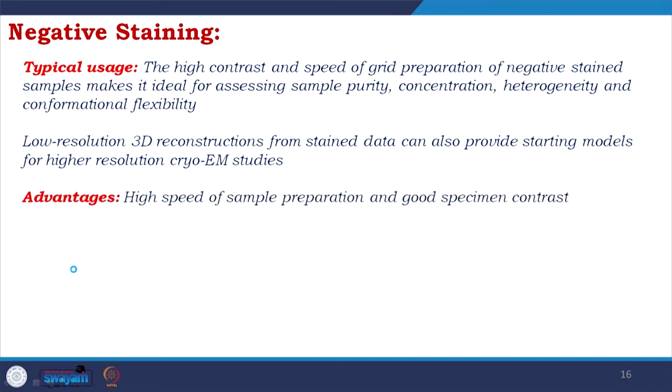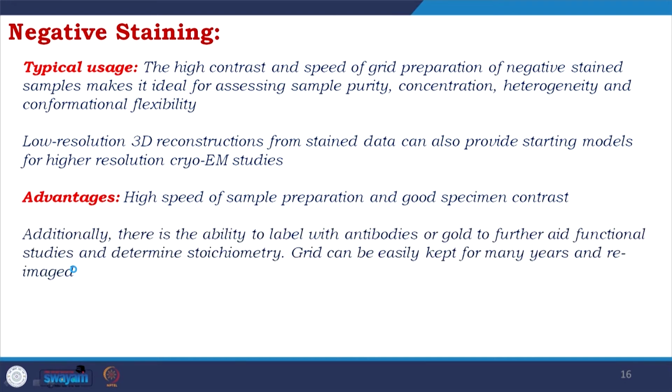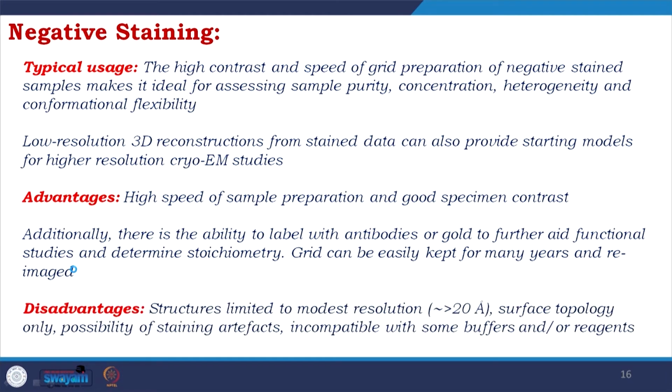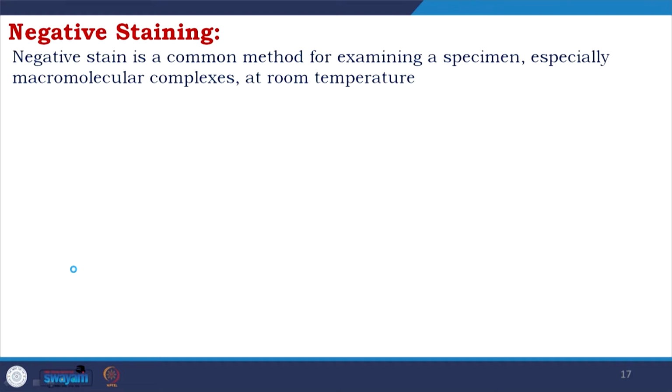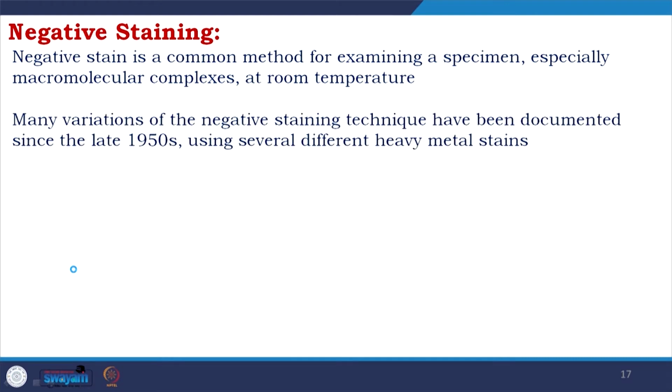Advantages: high speed of sample preparation and good specimen contrast. Additionally, there is the ability to label with antibodies or gold to further aid functional studies and determine stoichiometry. Grids can be easily kept for many years and re-imaged. Disadvantages: structures limited to modest resolution around 20 angstrom, surface topology only, possibility of staining artifacts, and incompatibility with some buffers or reagents. Negative stain is a common method for examining a specimen, especially macromolecular complexes, at room temperature. It is the most common method.